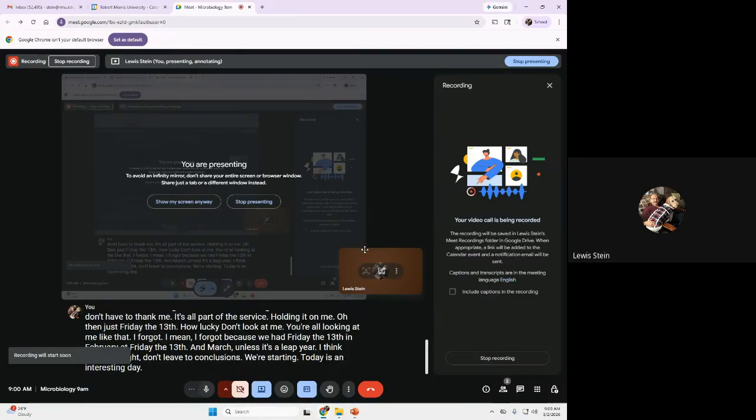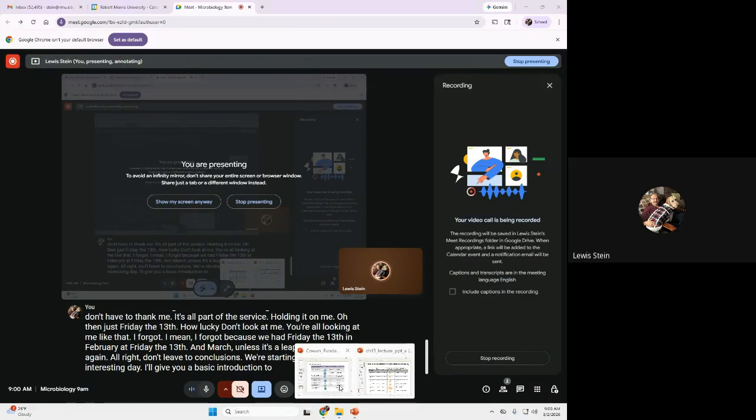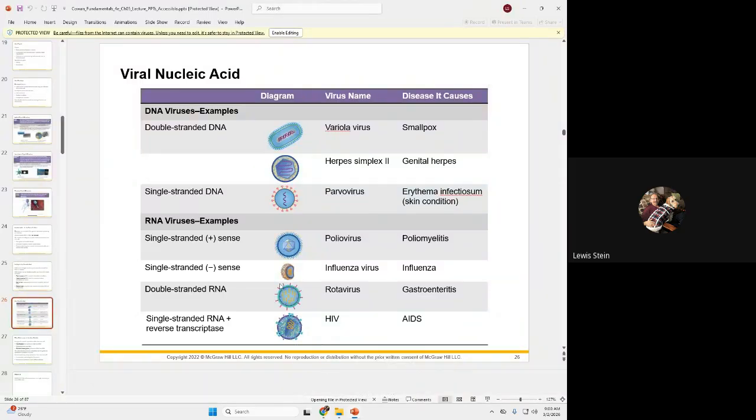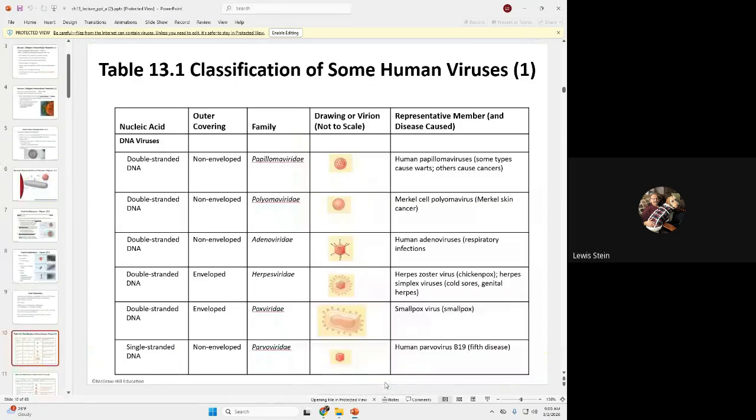Today I'll just give you a basic introduction to diseases. This is where we would be in the Cowan PowerPoint, the textbook PowerPoint. They've got good stuff in here. I do it a little differently because I've been using this chart for a long time, and I'll go back and look at the Cowan chart.